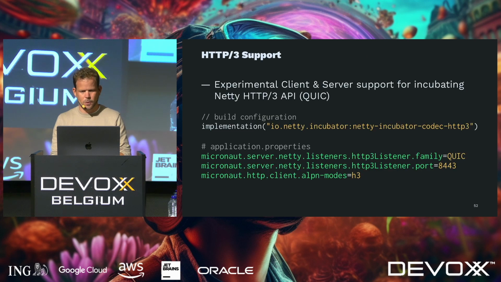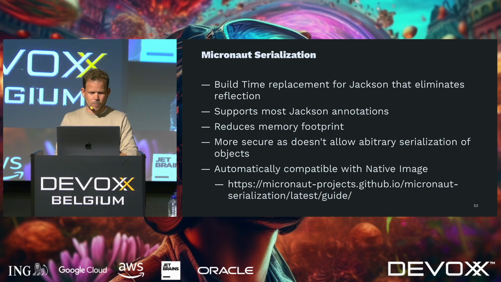Significantly faster. We also have experimental support for HTTP/3, which is UDP-based, on both the client and the server. Now, this is based on modules in Netty that are themselves experimental, incubating. So the whole feature is experimental, but it's there, and you can try out HTTP/3 and build HTTP/3 applications with Micronaut today.